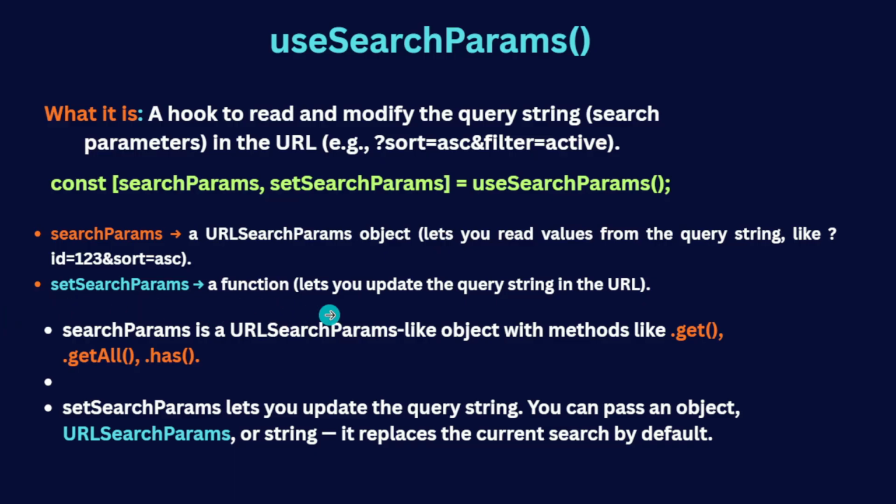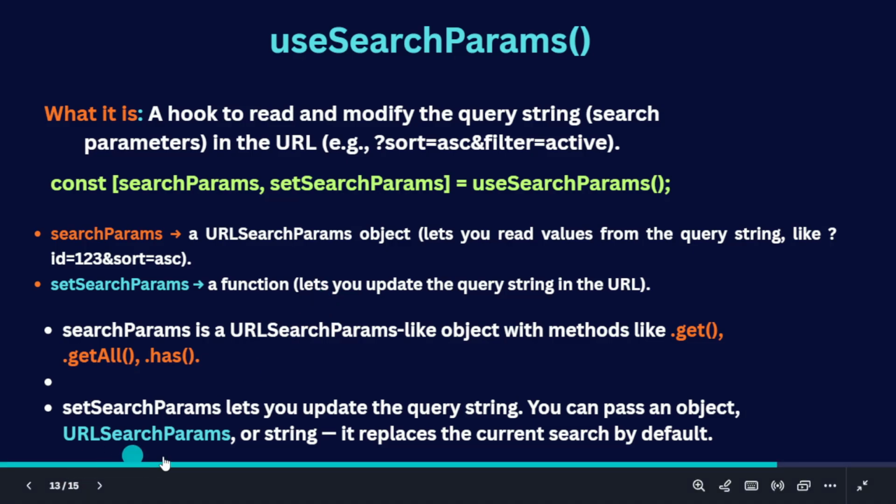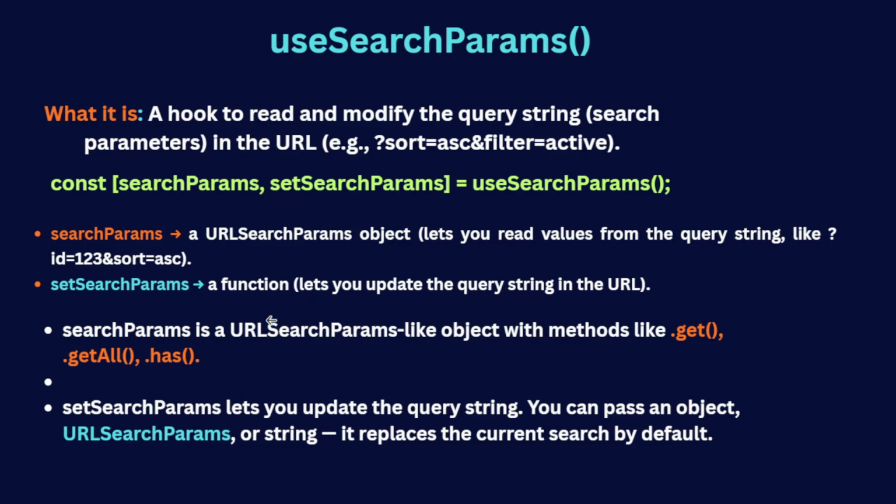which reads values from the query string. And then the setSearchParams function lets you update the query string in the URL. So if you use URLSearchParams, you cannot update the URL, right? You have to use the History API, then you can update. But if you use useSearchParams, you can update easily. That is the thing I am trying to say.